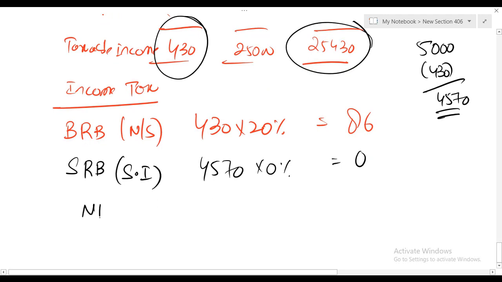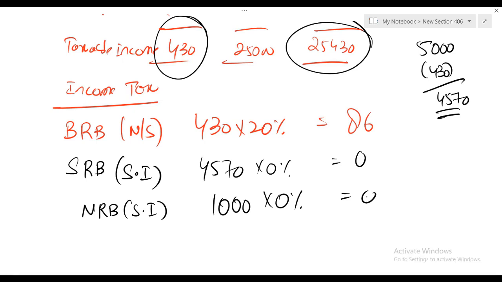So nil rate band saving income 1,000 into 0%. Why is he getting 1,000? Because he's a basic rate taxpayer. So that's why he is entitled to get nil rate band of 1,000 for the saving income. Great.